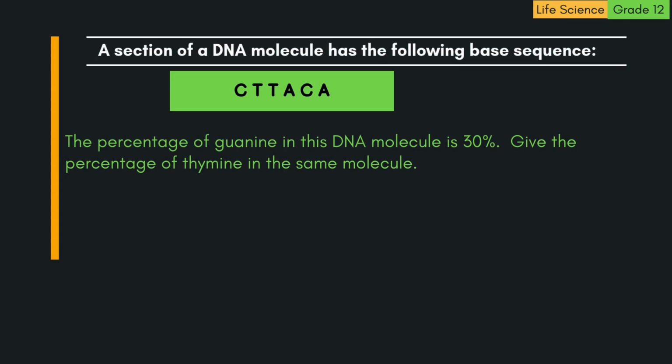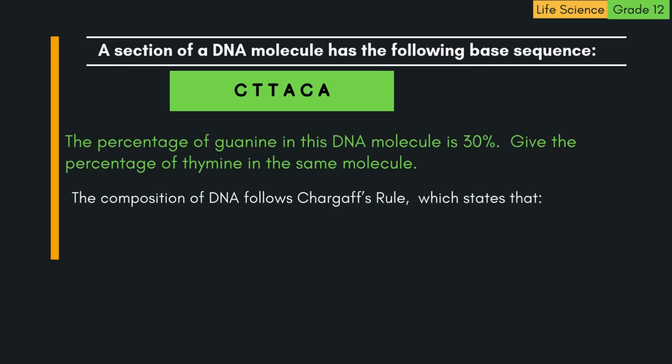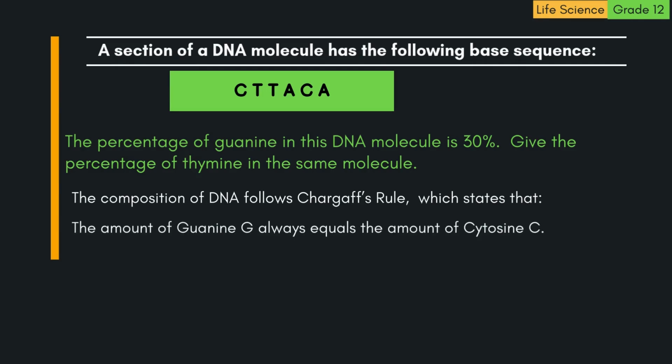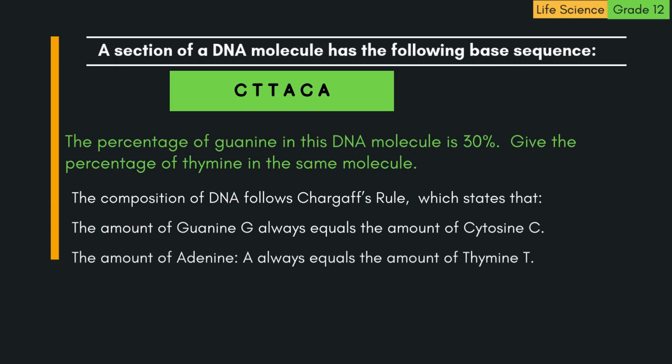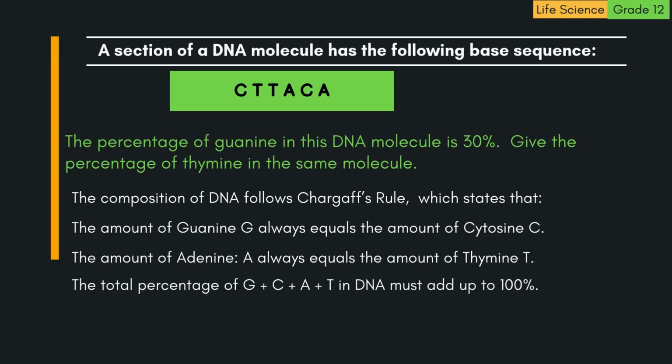Question. The percentage of guanine in this DNA molecule is 30%. Give the percentage of thymine in the same molecule. The composition of DNA follows Chargaff's rule, which states that 1. The amount of guanine G always equals the amount of cytosine C. 2. The amount of adenine A always equals the amount of thymine T. 3. The total percentage of G plus C plus A plus T in DNA must add up to 100%.